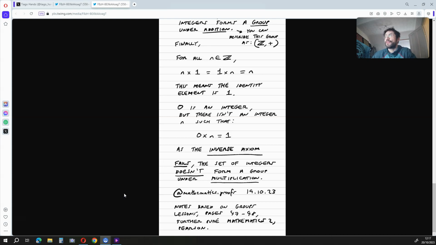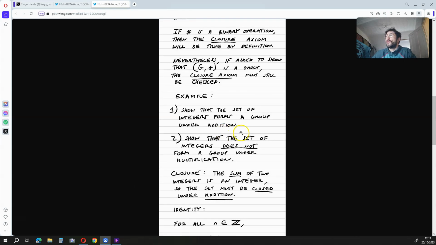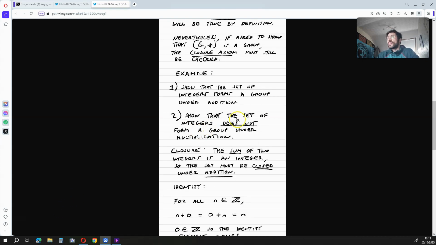Now, we're going to be using these axioms to show that the set of integers forms a group under addition. We are also going to show that the set of integers does not form a group under multiplication. Okay, so let's show that the set of integers forms a group under addition. Firstly, let's look at closure. The sum of two integers is an integer, so the set must be closed under addition.